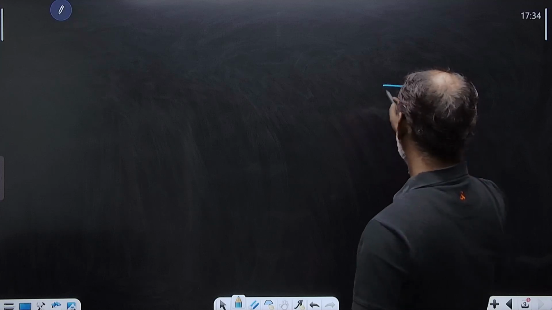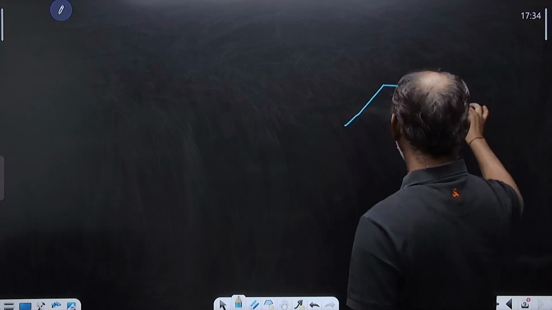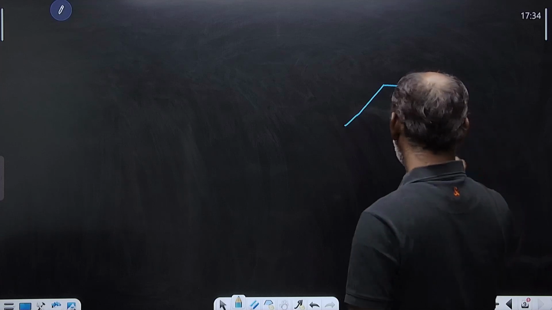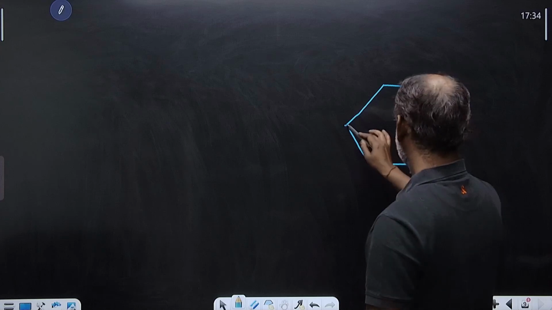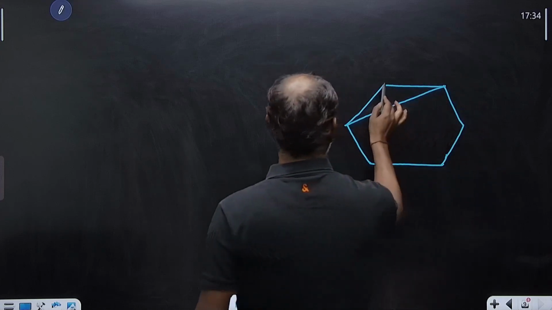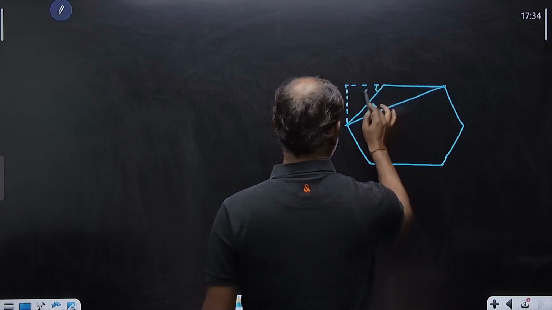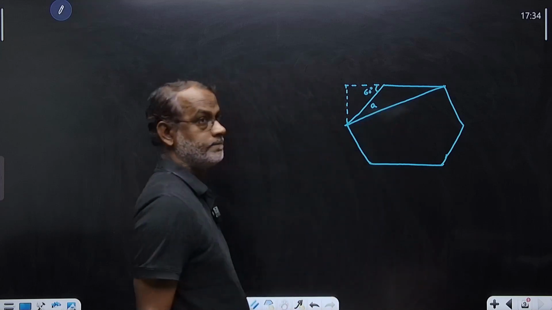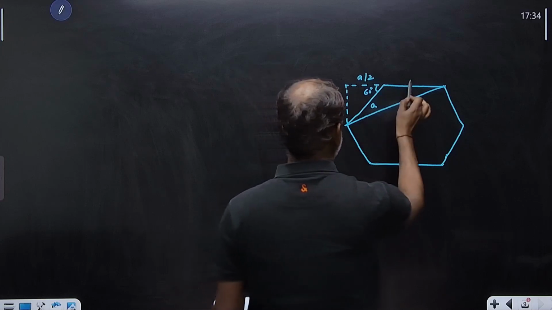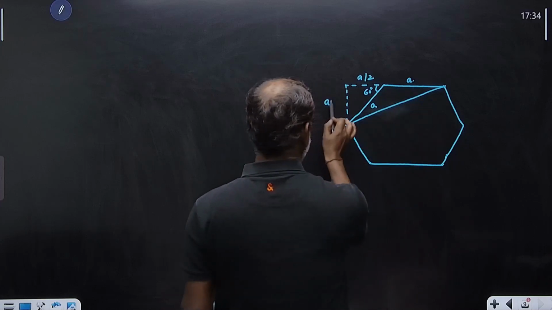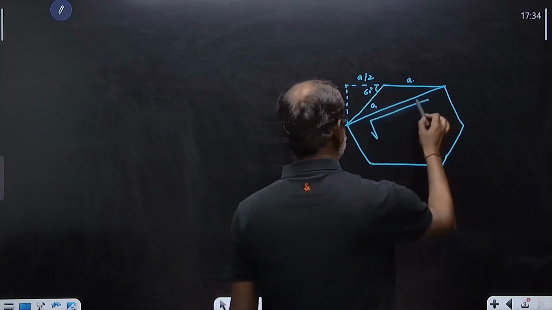I am deliberately avoiding complex trigonometry, only Pythagoras I am using, or sine 30 degree, sine 60 degree, that is all. Suppose I want to find length of this diagonal. So what do I do? This is A, this is 60 degree. So this is A by 2, this is A. By Pythagoras, what do I get?